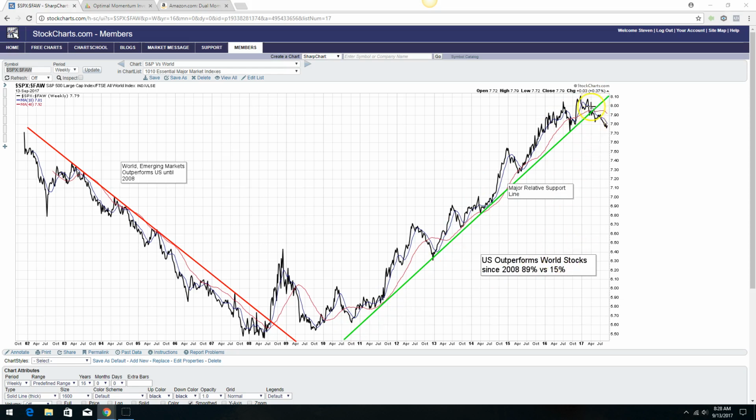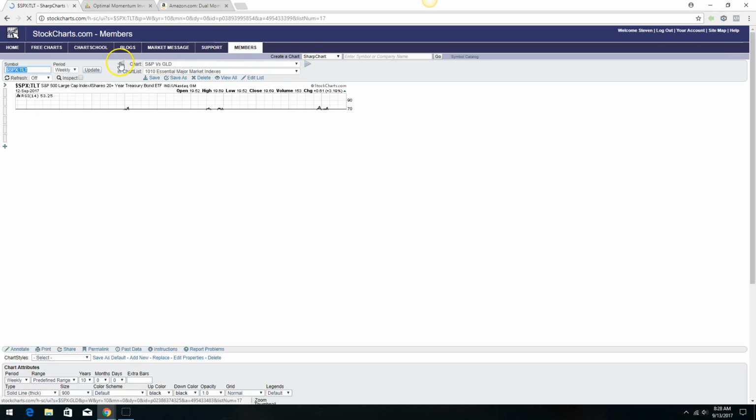So the trend line break is very important, probably because the dollar is weakening, commodities are starting to strengthen a little, but this is something you need to pay attention to. Consider taking a more international exposure for the long term based on these two trend lines, okay? So let's look at another chart.